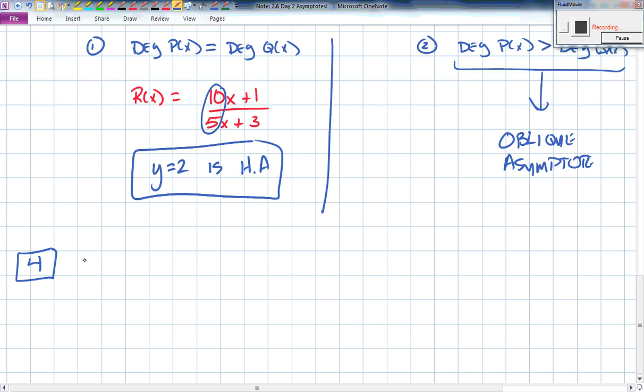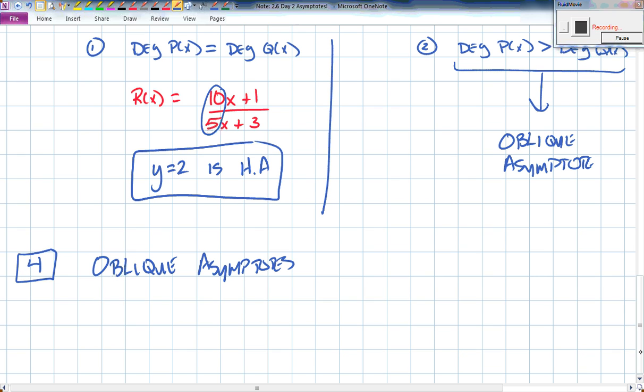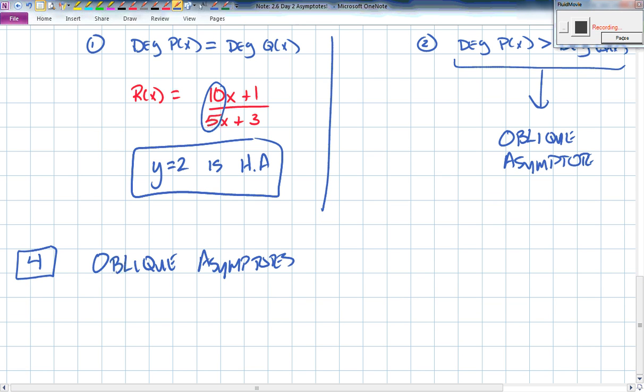All right, so box number 4 is talking about oblique asymptotes. Do you guys know what oblique means? Diagonal, right? This is a slanted line. A slanted line could slope up or down. They don't have to necessarily be diagonal, but oblique is a fancy word for a slanted line.